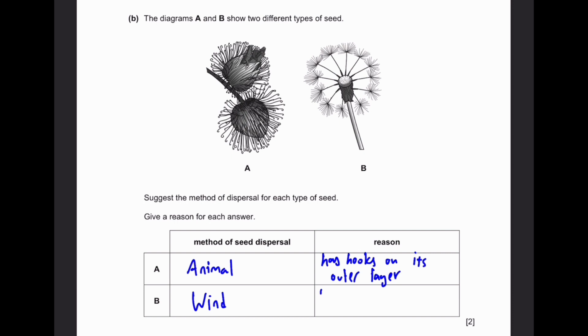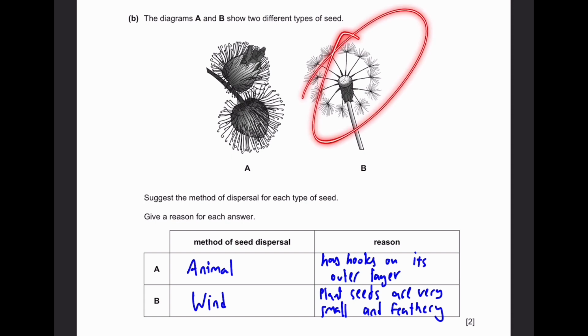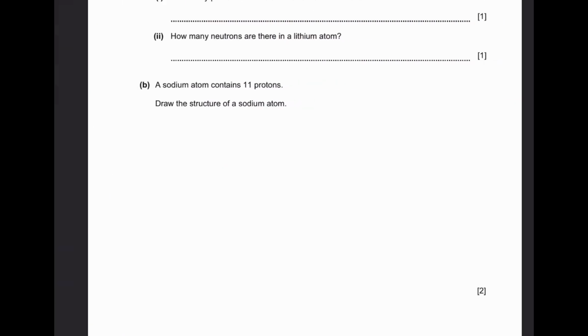Now for B, we can say this is wind, because the plant seeds are very small and feathery. Like you can see, they look like feathers. So they can fly in the wind. So they can be dispersed into a different place. That's the answer.